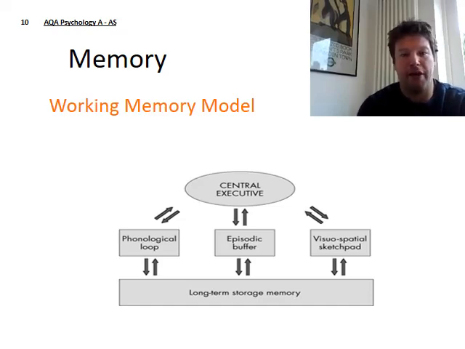Okay, so this one is the second model you need to know. It's called the working memory model. I've put it here on the first slide. This is what it looks like.